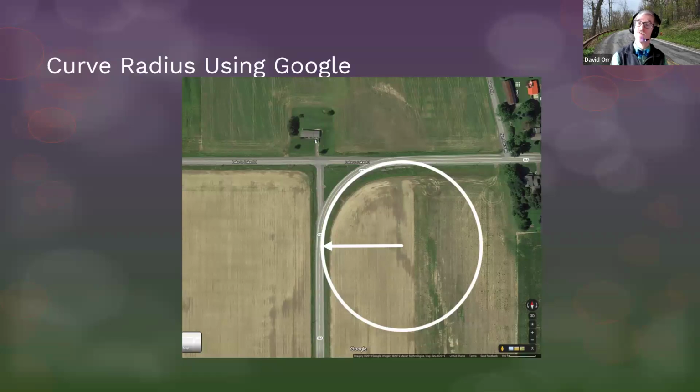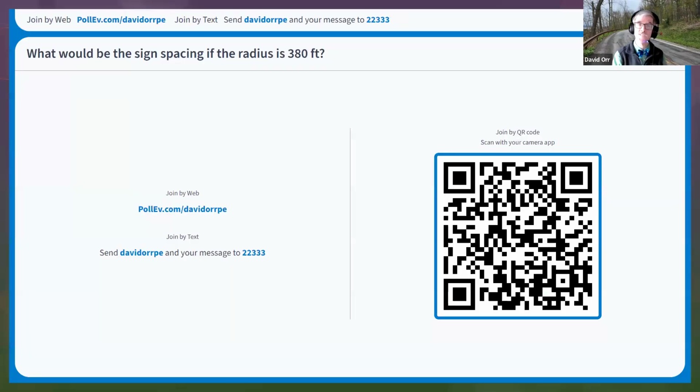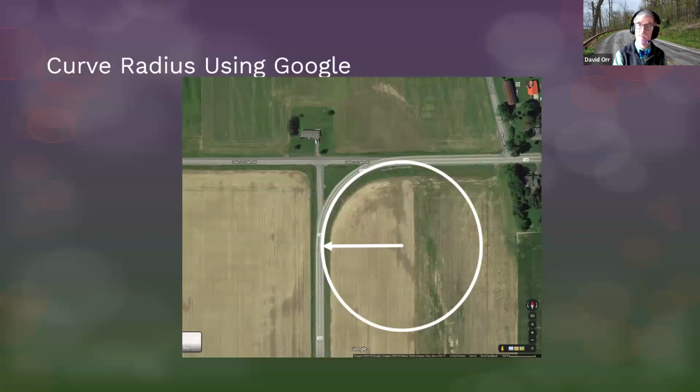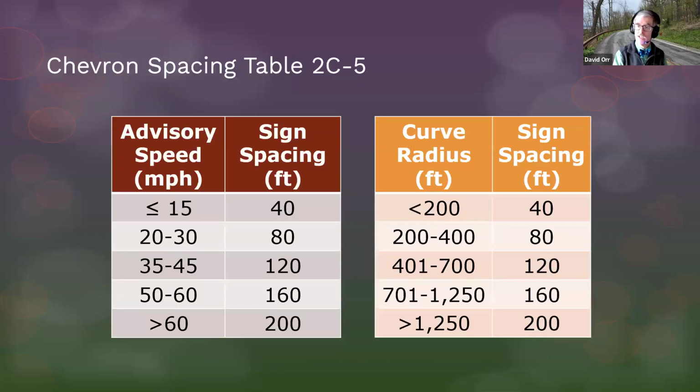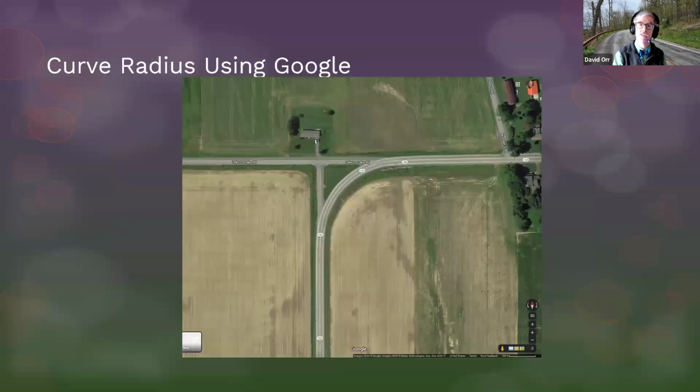So if the radius is 380 feet, what would be the sign spacing? So again, I'm going to go here. I'm even going to be nice to you. I'm going to pop this back to the table so you can see the table. 380 foot radius. What's my starting point for the sign spacing? Okay, 380 foot radius. Okay, so let's go see what y'all came up with for an answer.